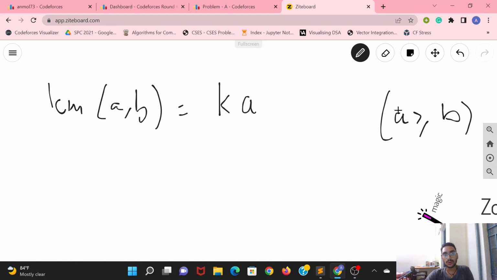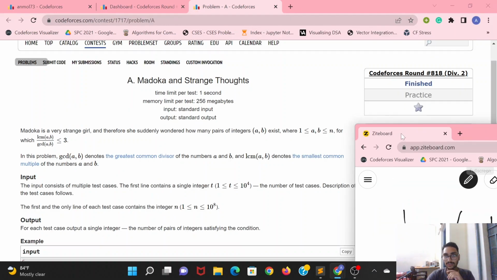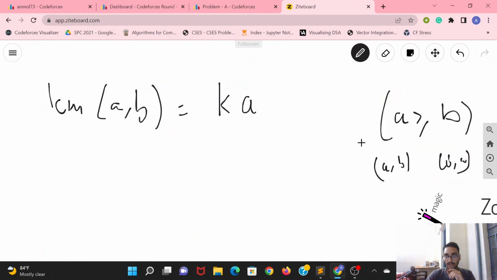Now you might ask that this might not be the case. Yeah, that's true. So what would happen is if we get a pair a comma b, then b comma a is also a valid solution. So we can multiply the pairs by 2 at the end, for getting the total number of ordered pairs. So the problem is identical for these both. So without loss of generality, you can assume a is greater than or equal to b. So LCM of a, b is equal to k into a, where k is an integer. That is something which is to be understood, that k is an integer and greater than 0.